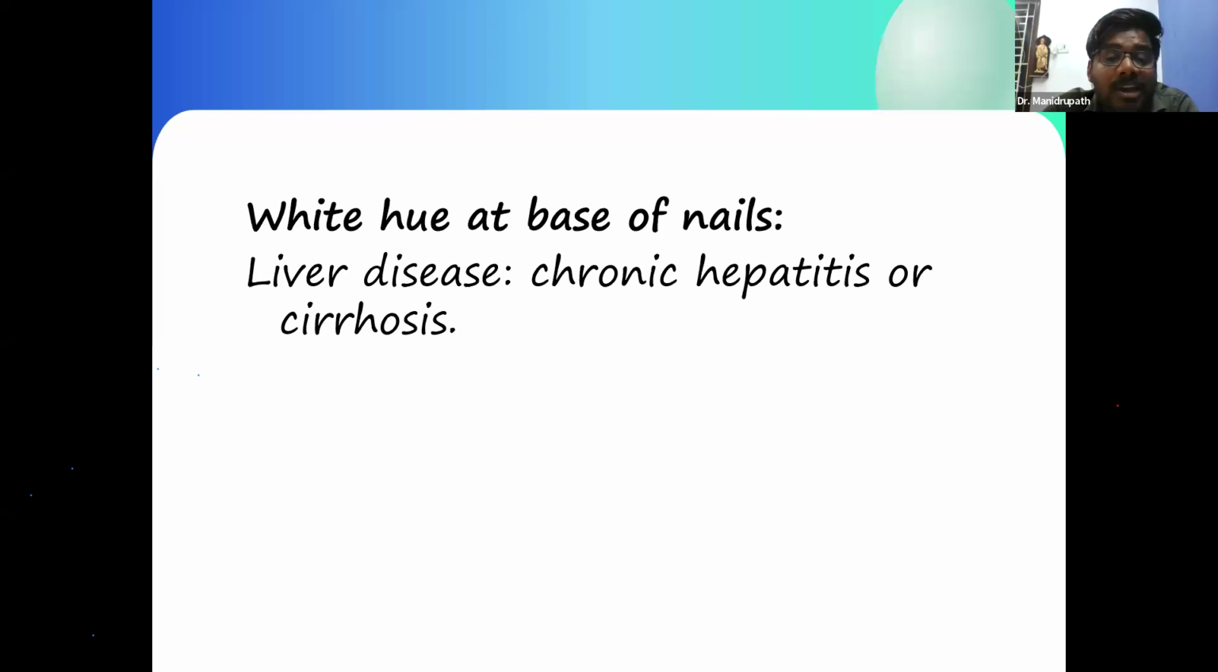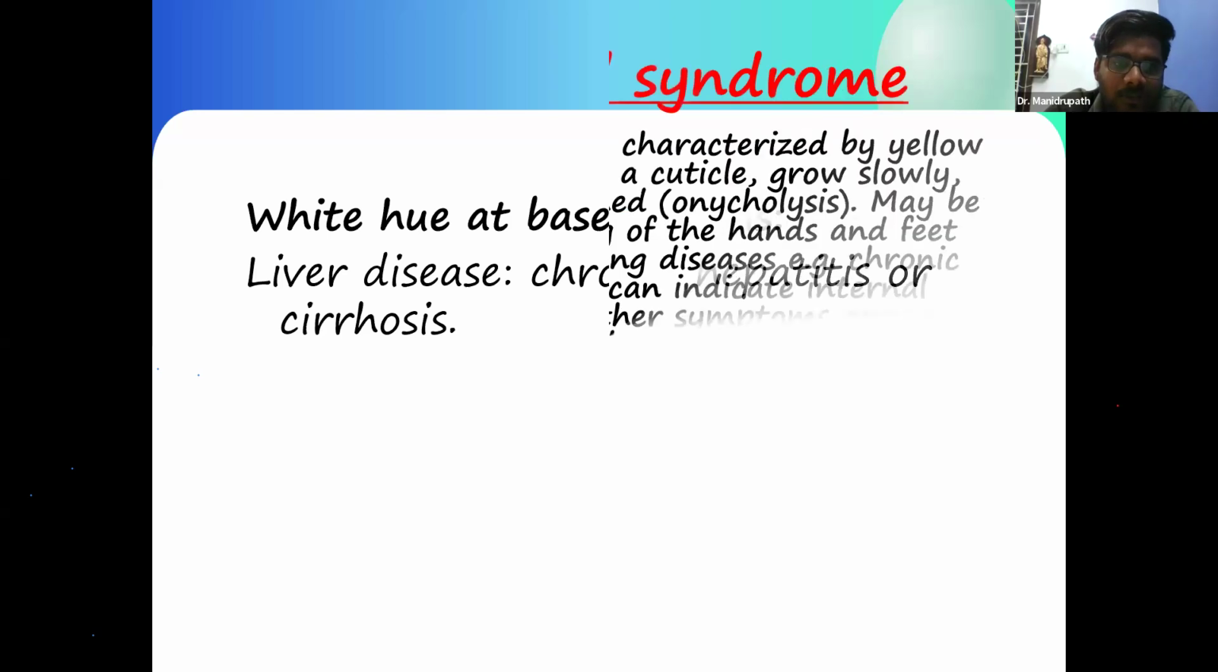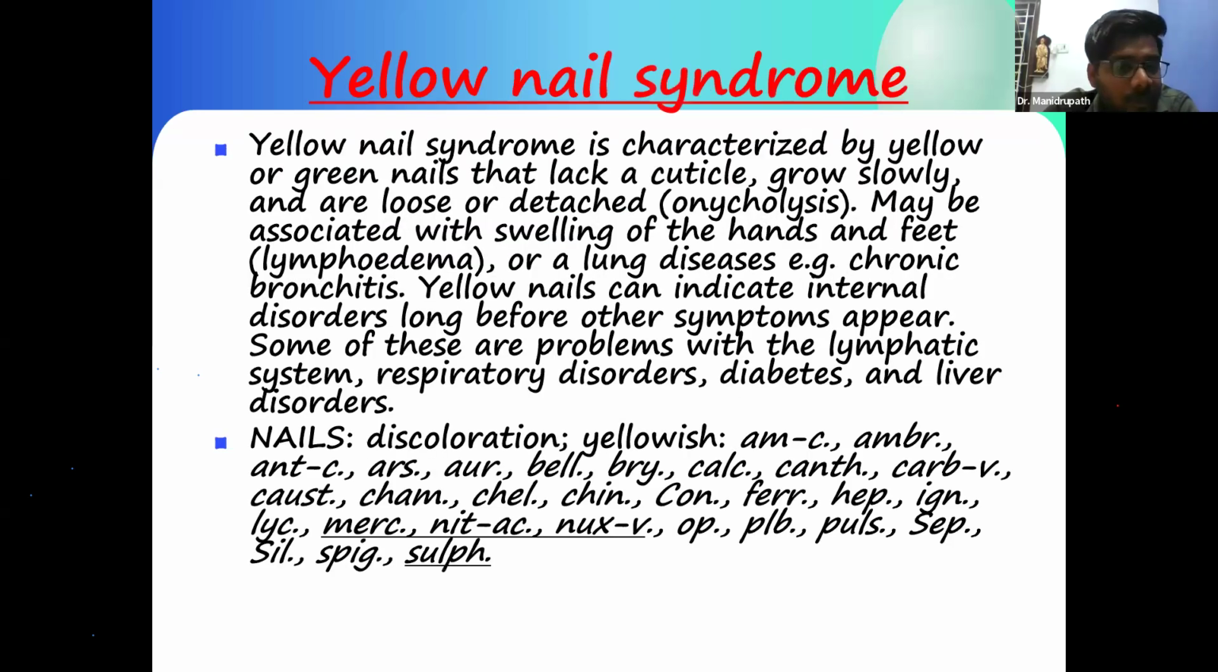Next, white hue at the base of nails. Liver diseases like chronic hepatitis or cirrhosis you can see. Yellow nail syndrome, I already discussed. That is what? Yellow nail syndrome is characterized by yellow or greenish nails lacking cuticle, which grow slowly and are loose or detached by onycholysis. May be associated with swelling of hands and feet.